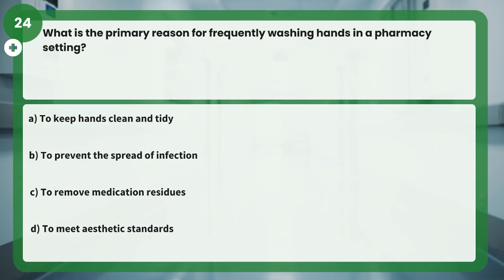Question 24. What is the primary reason for frequently washing hands in a pharmacy setting? A. To keep hands clean and tidy. B. To prevent the spread of infection. C. To remove medication residues. D. To meet aesthetic standards.